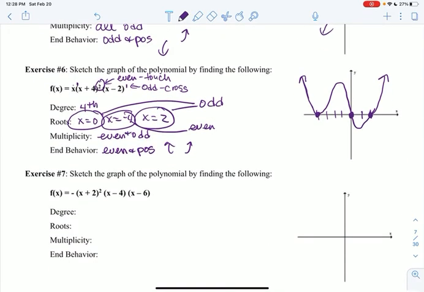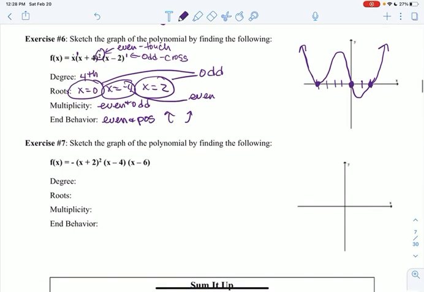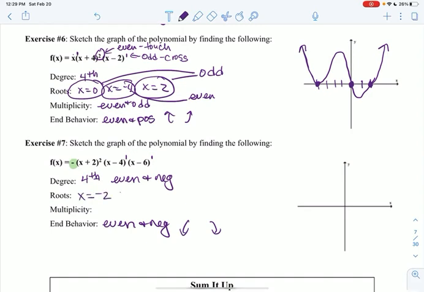And then last one, exercise 7. First off, notice that there's that negative sign in front, okay? So let's think of the degree. So this is 2, 1, and 1, so I got a 4th degree. So it's basically even and negative. All right, so that's my end behavior, even and negative. So that means the end points are facing this way. The roots, my roots are x equals -2, x equals 4, x equals 6.